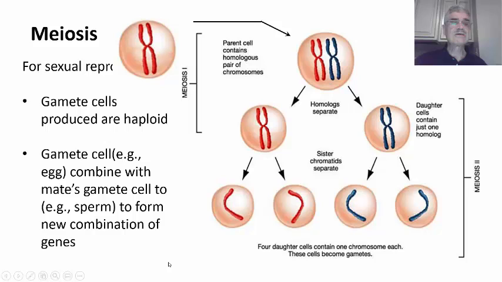Now the gamete cells will be either a sperm cell or an egg cell, and when they combine to form a fertilized egg, each of these gamete cells will be bringing one chromosome, which then pair up to form a chromosome pair. Now, in this example, there's only one chromosome pair, but in humans, there would be 23 chromosome pairs that would form in the fertilized egg.